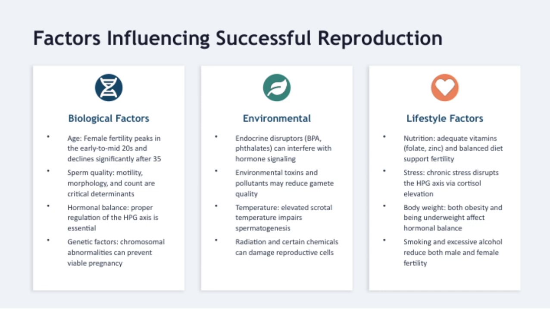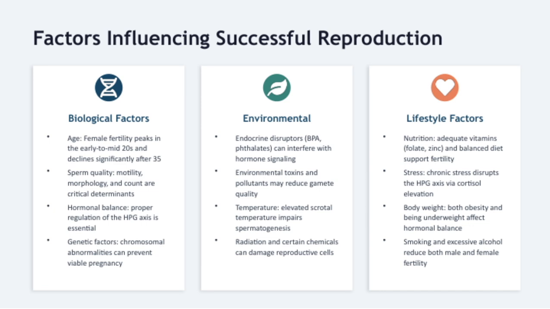Moving on to age, it's important to recognize that female fertility peaks in the early to mid-20s and then declines more sharply after 35. This natural decline highlights how age is a crucial biological factor. Sperm quality, including motility, morphology, and overall count, also plays a critical role in male fertility. These factors determine the sperm's ability to reach and fertilize the egg.